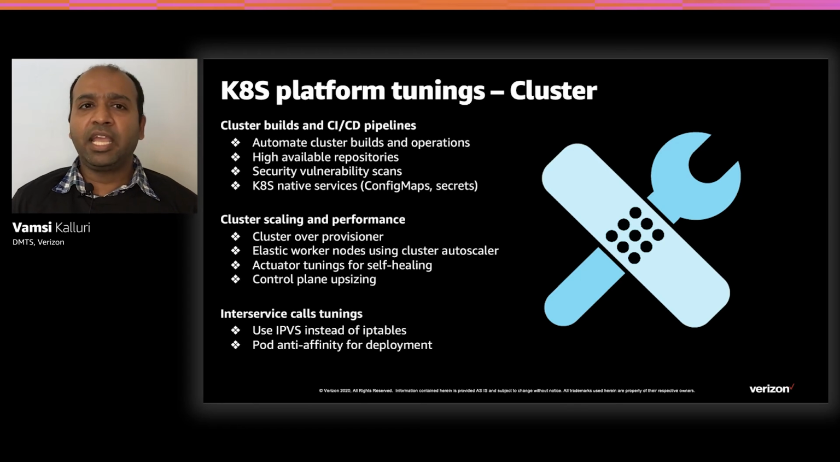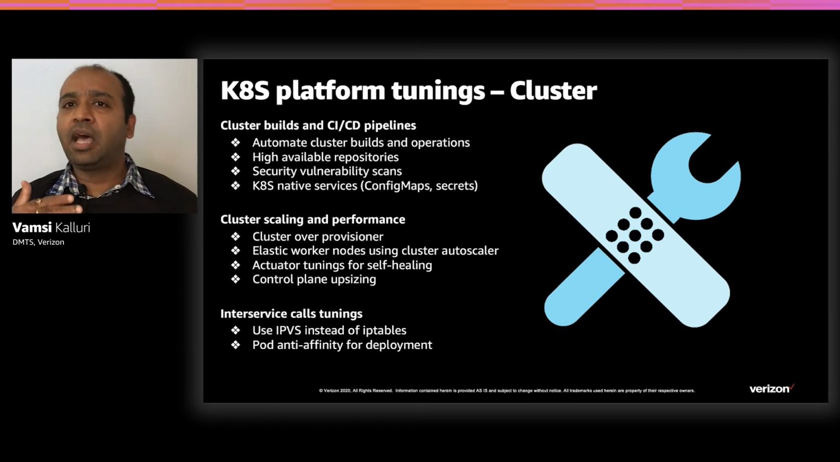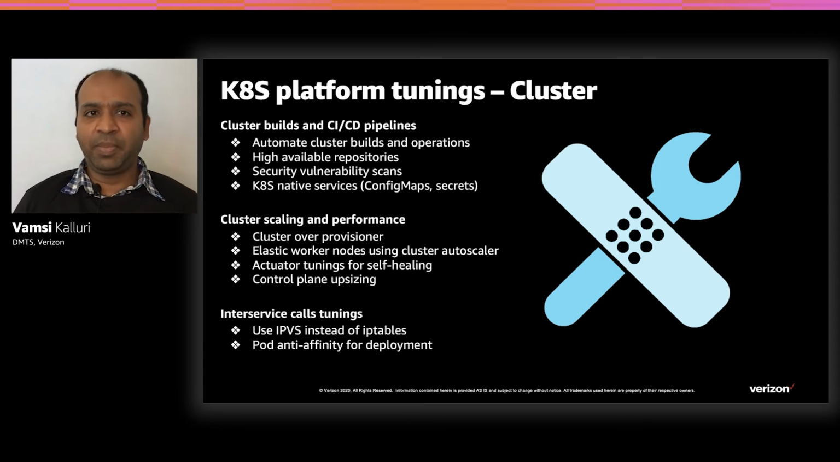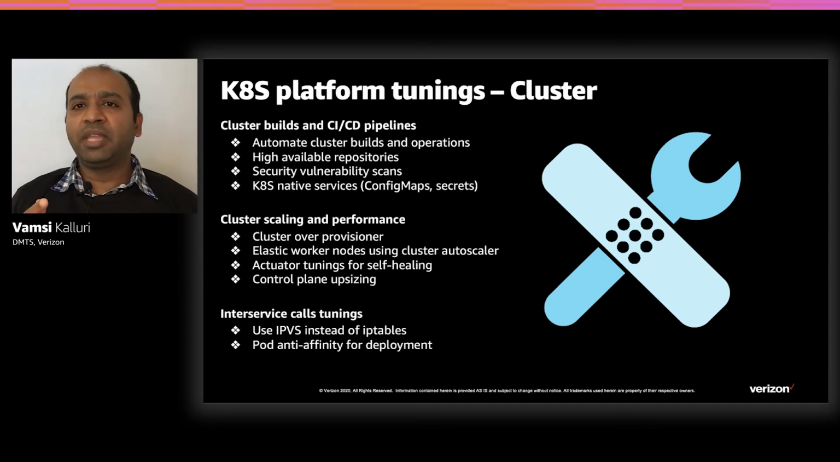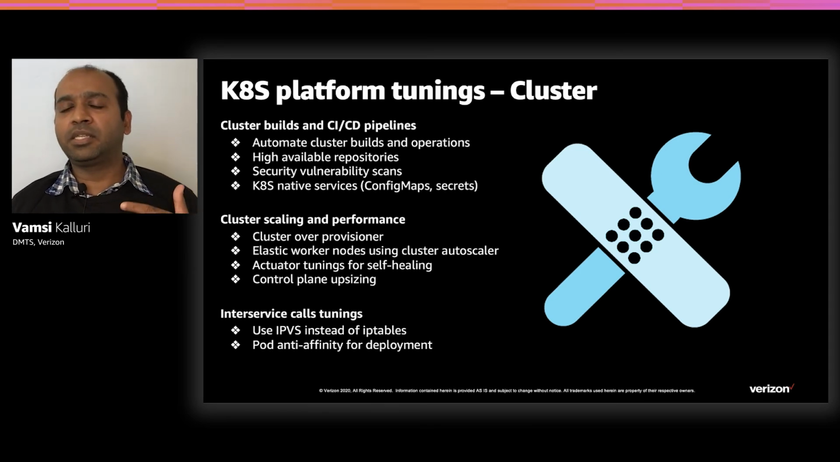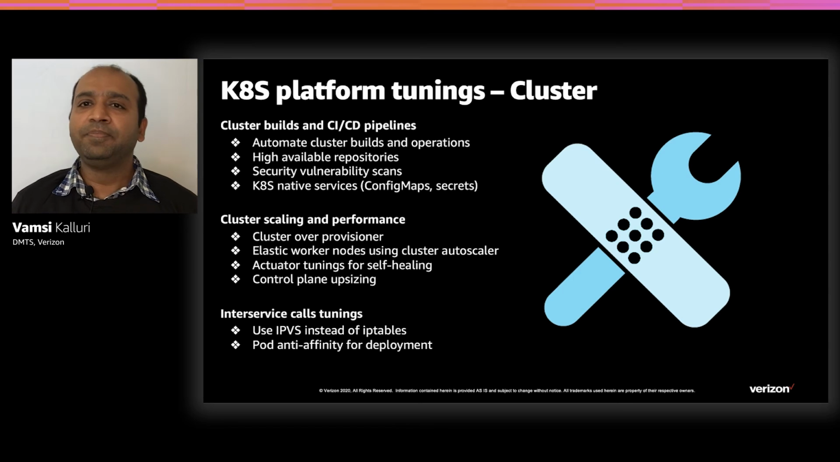For cluster scaling and performance, we have used the cluster over-provisioner to make sure that our cluster is pre-provisioned to at least 20% to handle the additional workloads that we expect during our peak traffic hours or device launches. We also made sure the nodes are highly scalable and the AWS managed control planes are upsized accordingly to meet our requirements. Also, we had to tune a few of the configurations for the actuator, which is the health check, as part of the self-heal.